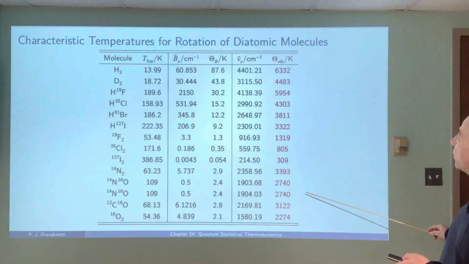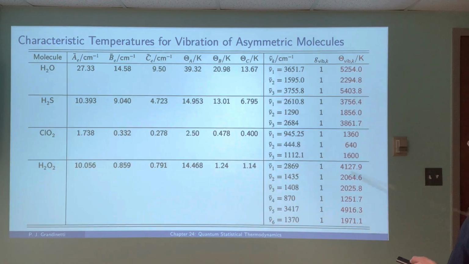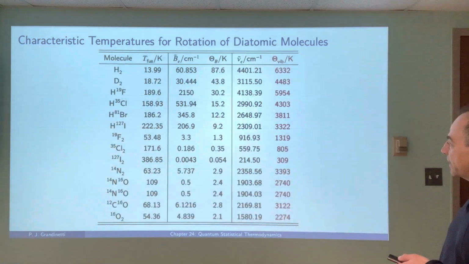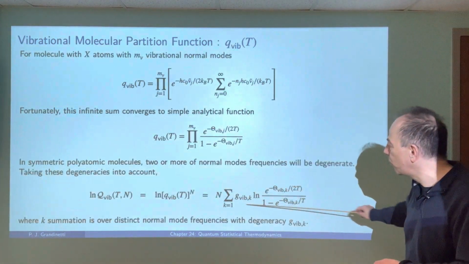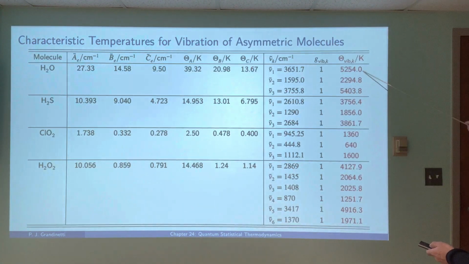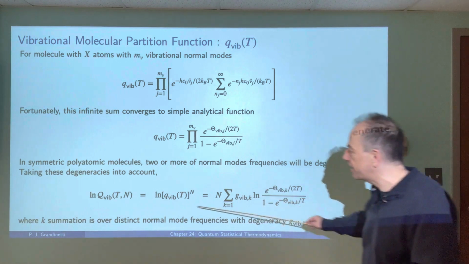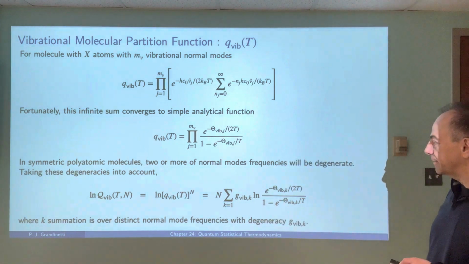Again, you're just going to go to the tables and look up the degeneracies and the characteristic temperatures. You'll plug them in this formula, do the sum. It's a finite number of these. So in case of water, there's only 3. And in case of hydrogen peroxide, there's 6 vibrational modes. And you'll sum over all those modes, and you'll get the partition function.